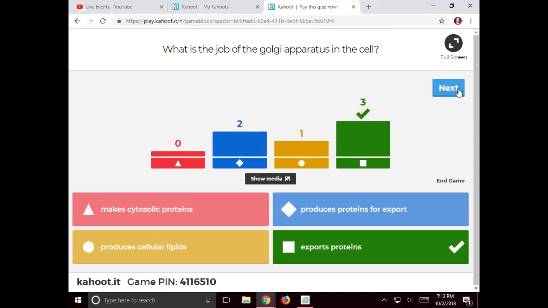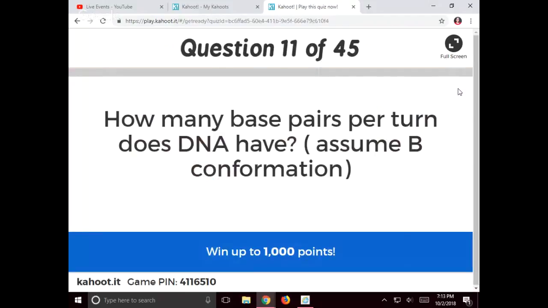Good. Cytosolic proteins, what is that? That's your free ribosomes. So she has that in her objectives, so I put that in there.